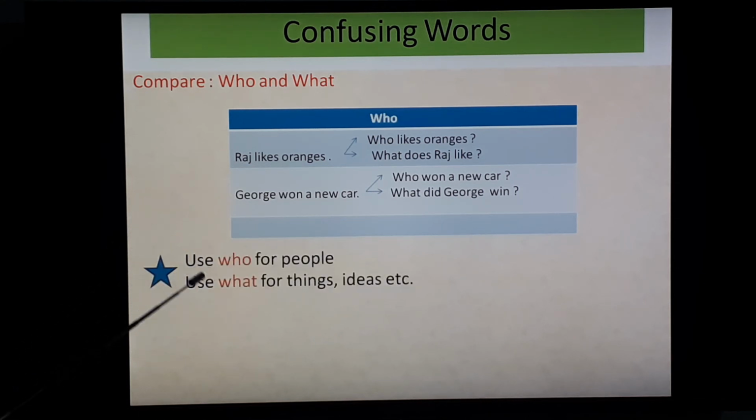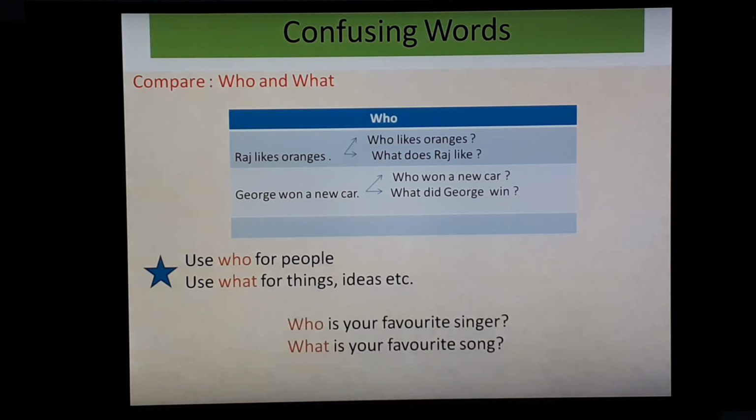Here already mentioned, use who for people and use what for things, ideas and so on. For example, who is your favorite singer? What is your favorite song? So with who, you will get the subject, with what you will get an object. For example, what is your favorite song? So if you mention any song instead of what, that is your favorite song. So here it is about things, ideas.